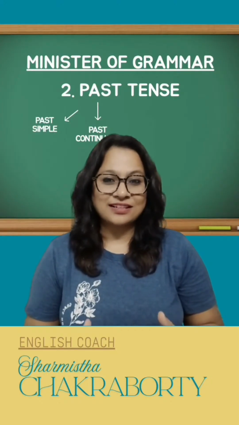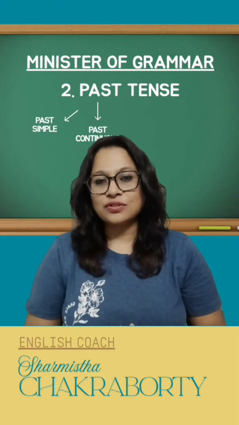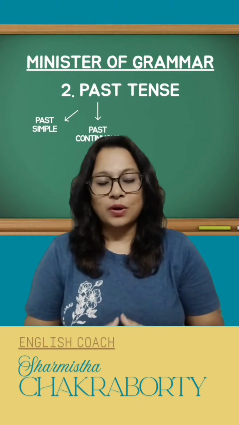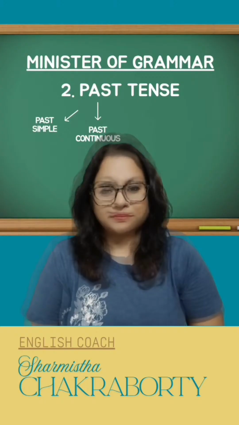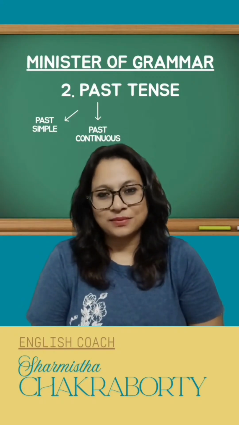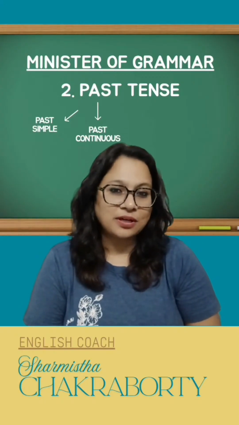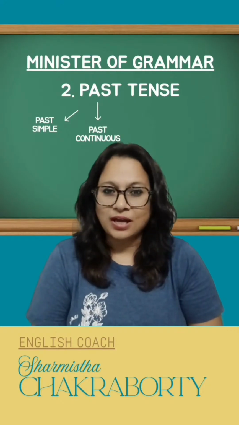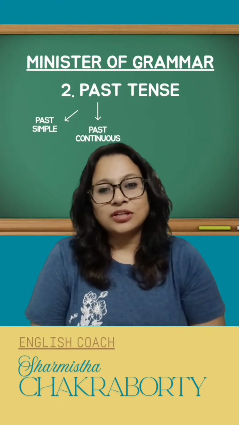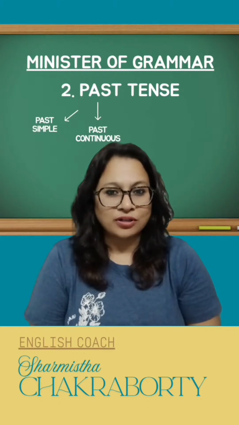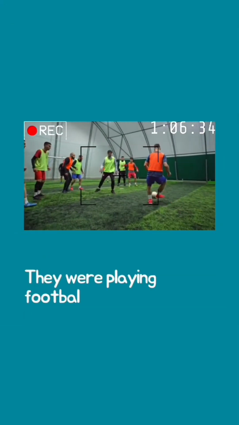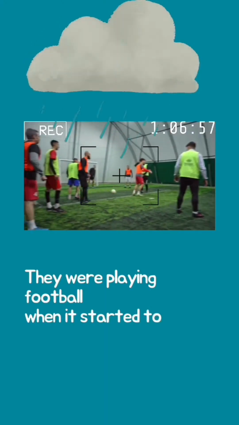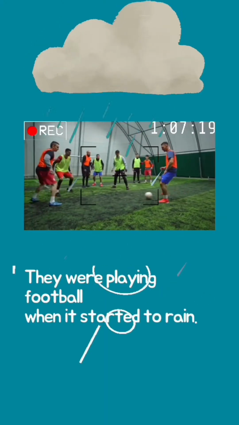Now let's explore past continuous. This one shows us the actions that were once going on at a specific time in the past. Let's take an example. Last night at 8 p.m. I was reading a book in my room. Here, the focus is on the action in progress in the past moment. They were playing football when it started to rain. This sentence will remind you of watching a recorded video of what was happening.